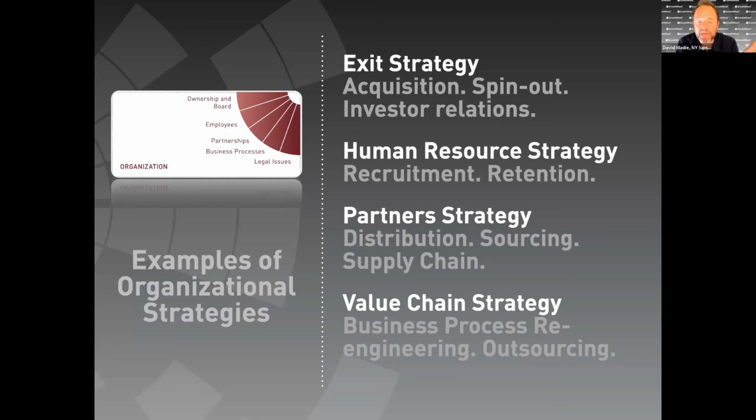And of course, on the supply side, what is your supply chain? How do you source? How do you qualify your vendors? Lots of decisions about that. And value chain strategy is your whole business processes. So can you re-engineer, redesign the way your company operates through outsourcing and insourcing? What needs to be in-house?